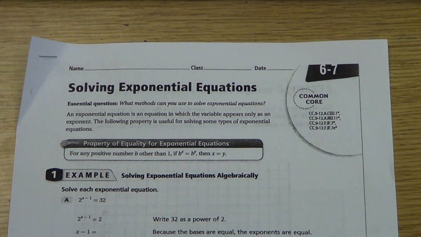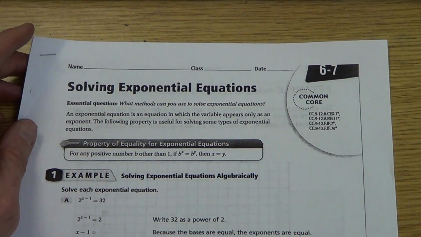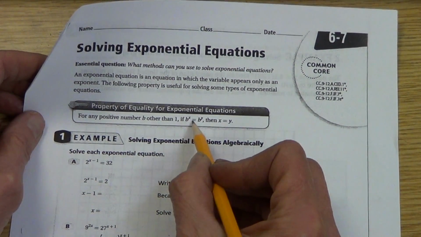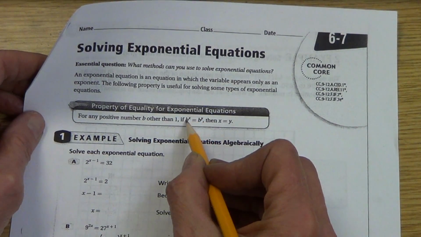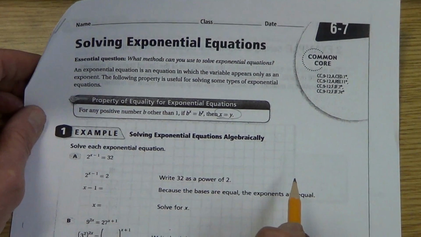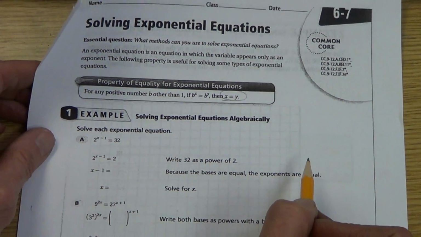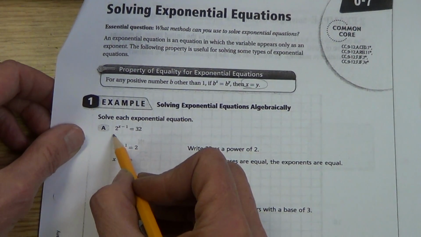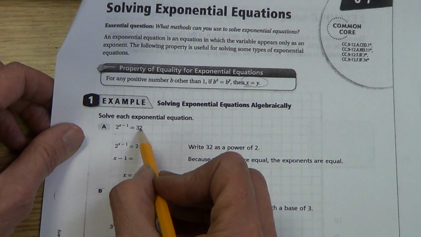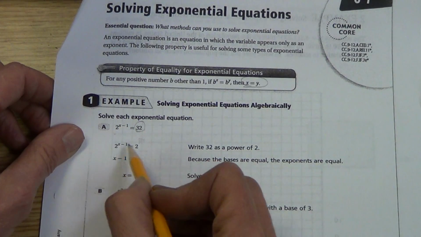So solve the exponential equation. This is just showing you different ways that we can solve this. This principle right here is so important. If you have b to the x equals b to the y, our bases are the same. That tells us that x and y must be equal. Okay? So if we have 2 to the x minus 1 equals 32, our whole goal is to take this 32 and write it with a base of 2.